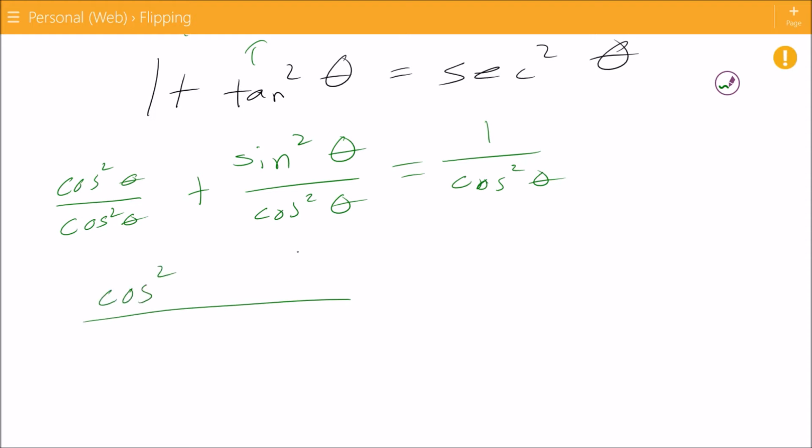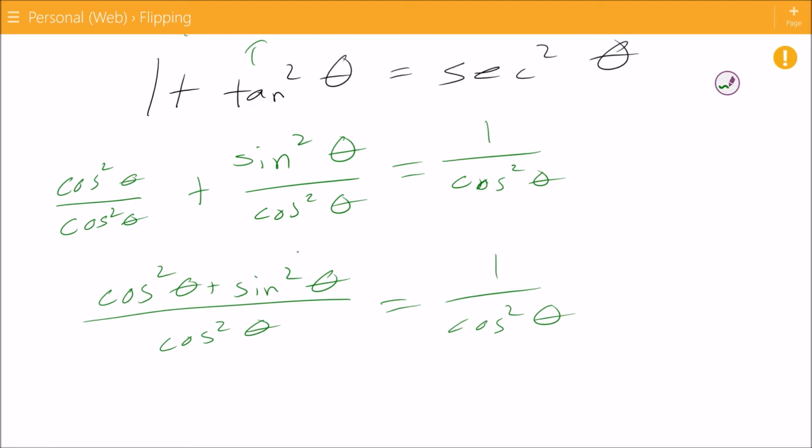So cosine squared theta plus sine squared theta over cosine squared theta. I preserve the denominator. They've got to have the same denominator. I'm just adding here. I'm not multiplying. That's why the denominator stays the same. And then we just added the top together. We're just adding fractions. Equals 1 over cosine squared theta.